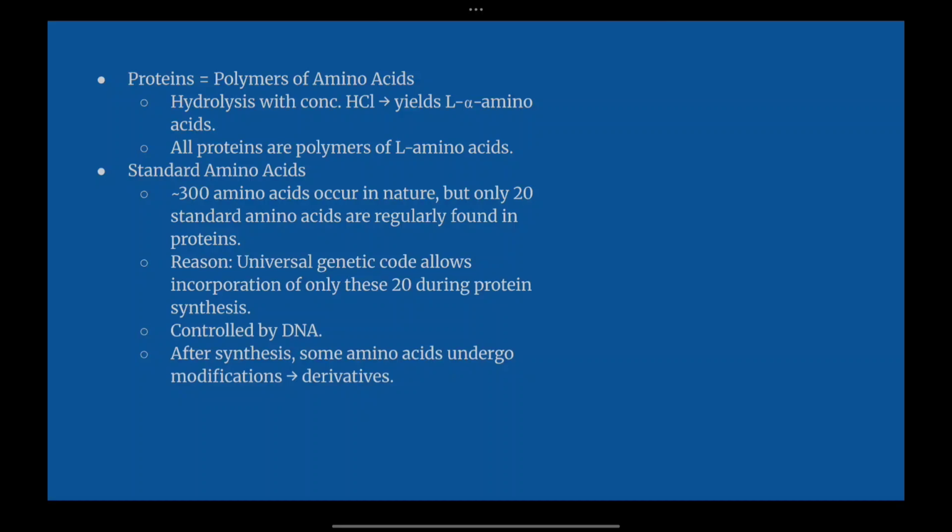The reason for only 20 standard amino acids is that there is a universal genetic code that allows the DNA to code the protein to be synthesized. Anything that is derived from these 20 amino acids is called a derivative. So if these 20 amino acids are further hydrolyzed or chemically modified, then it is a derivative of these 20 standard amino acids.